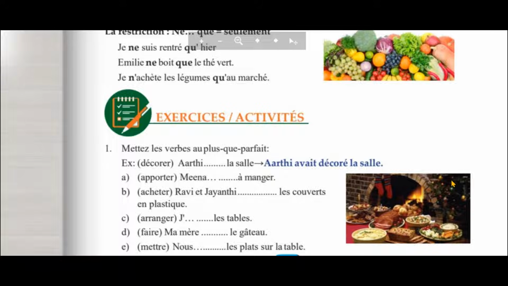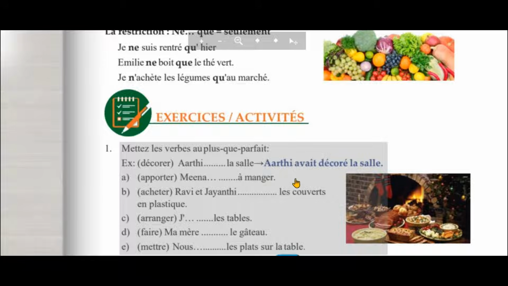Hi students, let's discuss the lesson 3 grammar exercises of your 12th standard textbook, Saine Chic. So the first exercise, they want you to put the verbs in the past perfect tense. They have given you an example, decorer, to decorate, and they say Aarti had decorated the room.